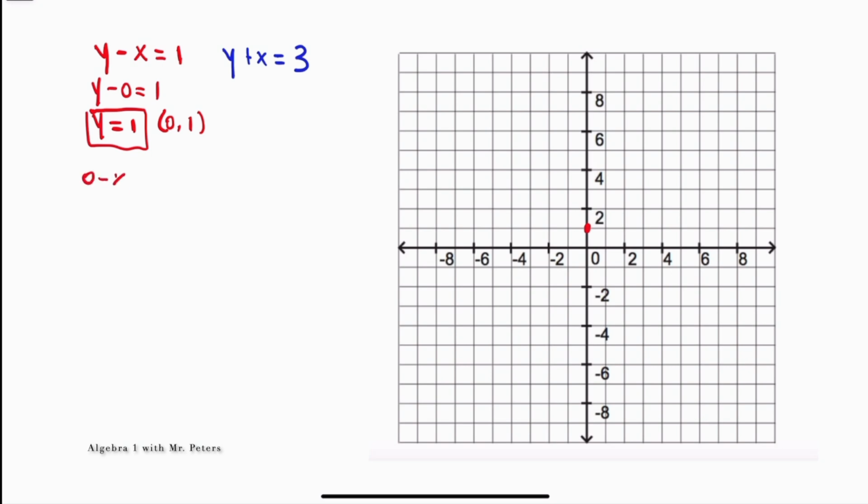Repeat the process. Now we're solving for the x variable. Negative x is equal to 1. But variables by themselves cannot be negative. So we're going to divide by negative 1. So we get x is equal to negative 1. So our second ordered pair is going to be (-1, 0). We plot our 2 points and we could draw a line through it. And this is what the line for the first equation is going to look like.